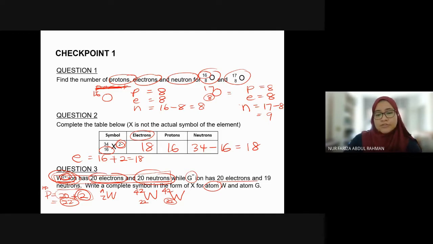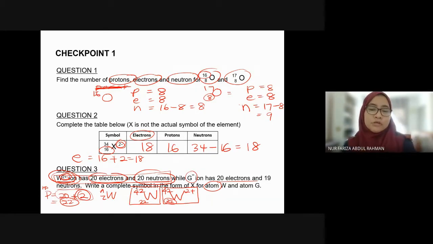The proton plus neutron does not involve electrons at all. But this is for the ion, right? So if it's an ion, therefore you have to include the charge. So this is the nuclear notation of the atom, and this is the nuclear notation for the ion.